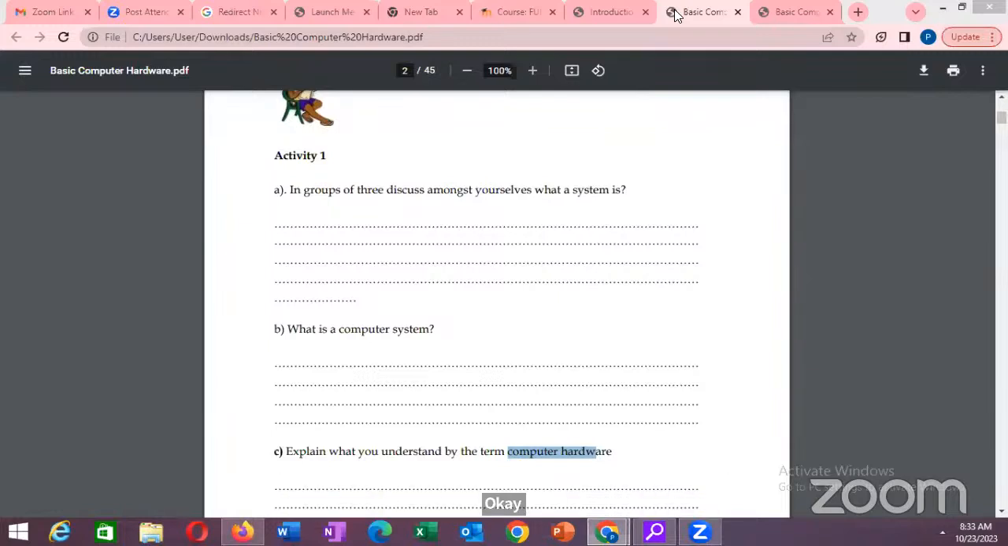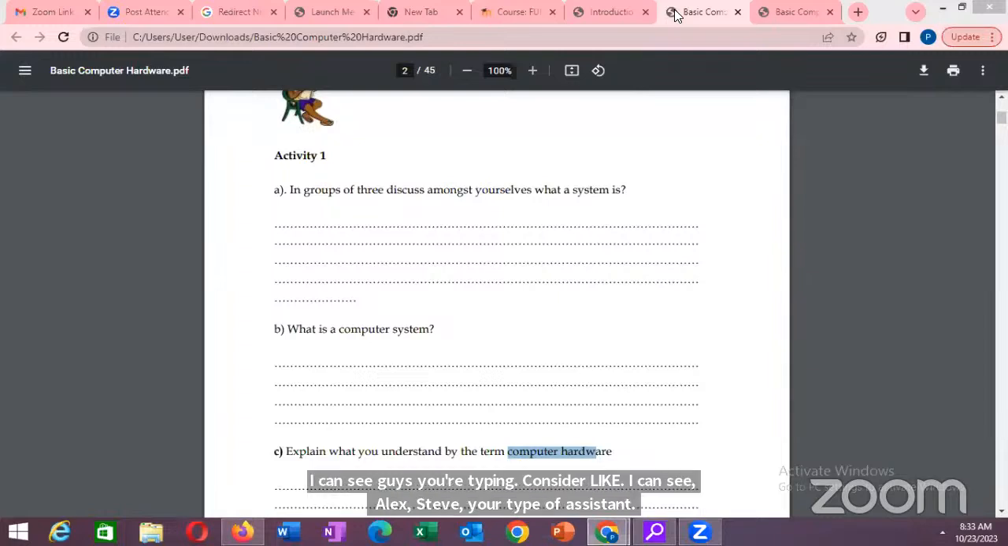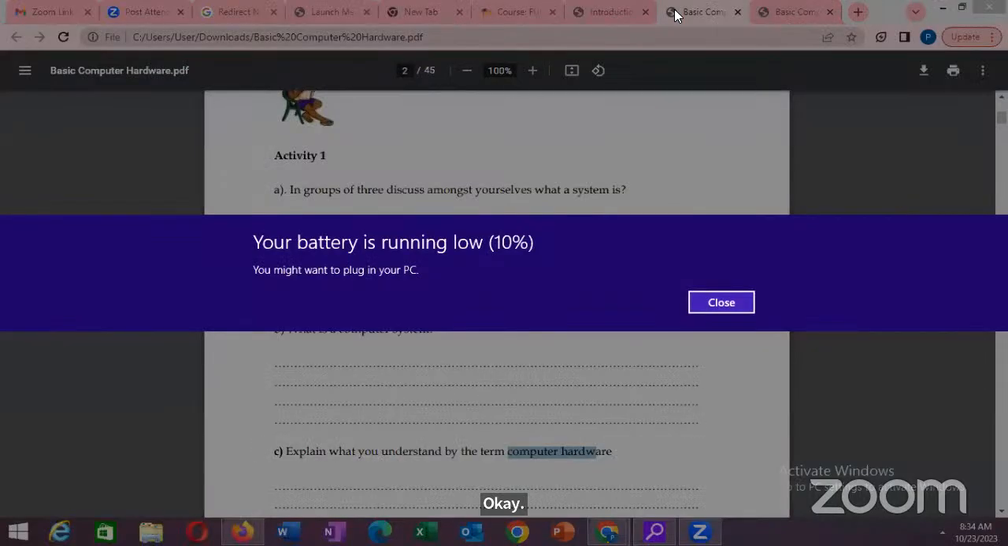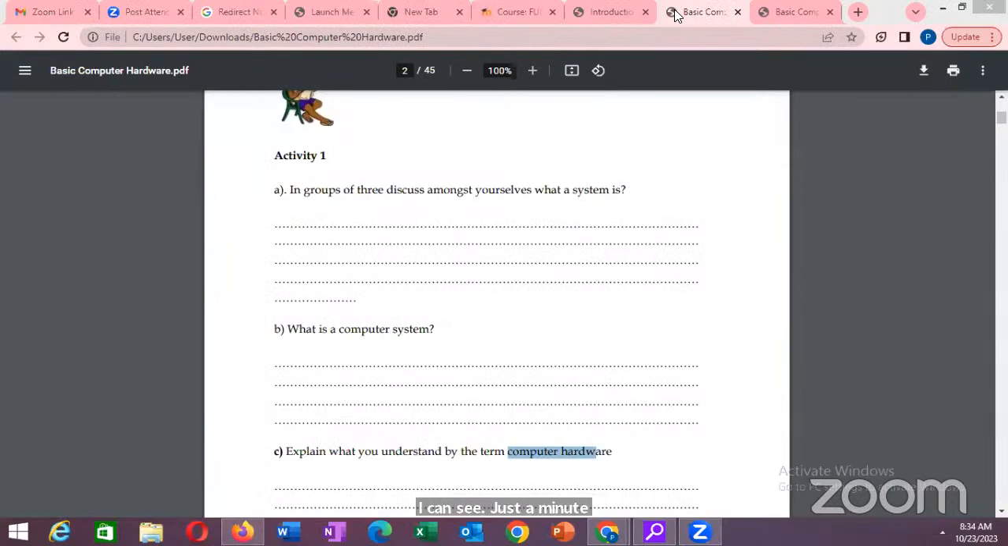I can see Talib Twaha. I can see Alex Steve, you've typed what a system is. I can see Vivian Otaru. I can see what you're typing. I can see Franklin Nyongesa. Wow, the computer is going off. Just a minute. Keep typing, keep typing.